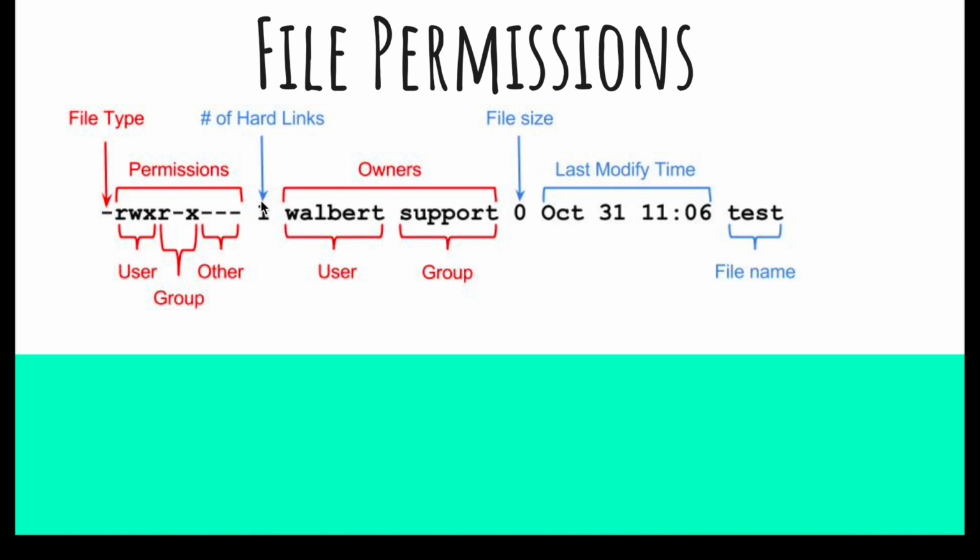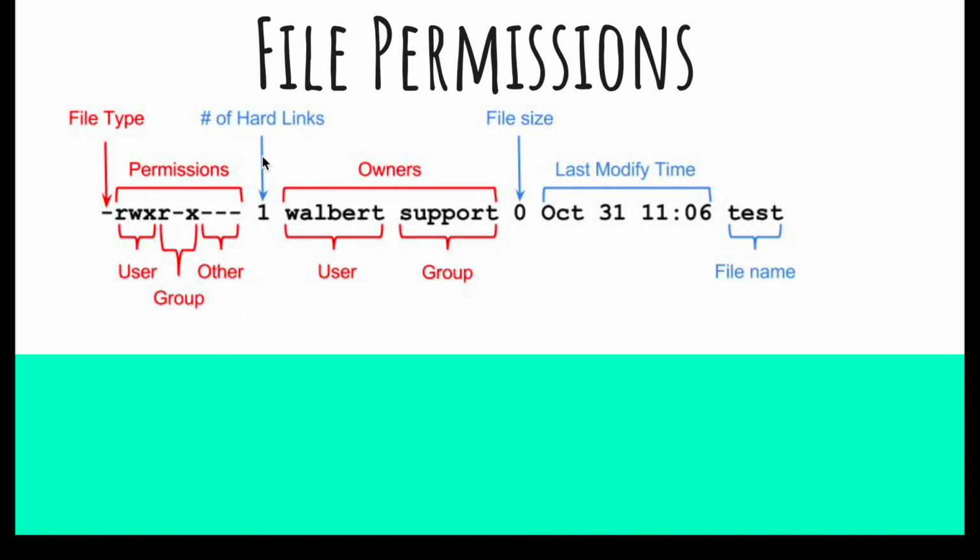Then the next is hard links. This is the number of hard links that exist. Here it is one. By hard link, it means an entry point to physical data on the disk. All the hard links will have the same inode number. And just for reference, an inode is a data structure which contains metadata about the file permissions, ownership, and the actual data blocks.